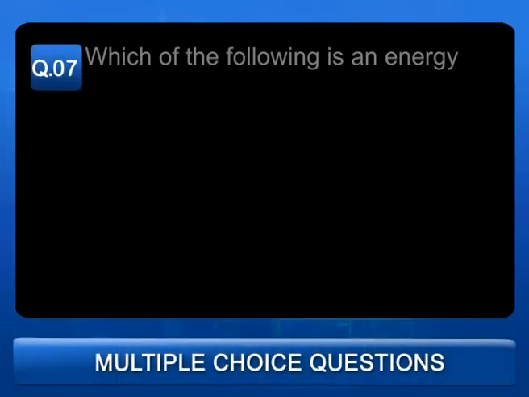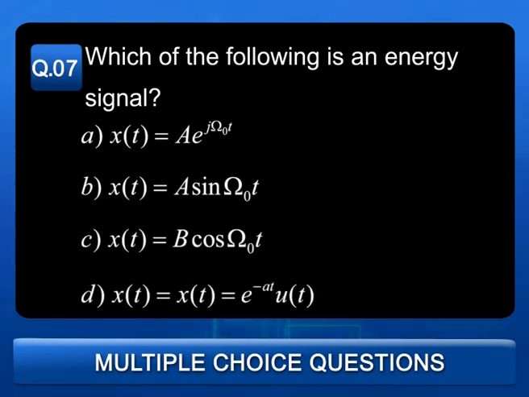Let's quickly move on to the seventh question. Which of the following is an energy signal? A, x of t is equal to A to the power of j omega naught t. B, x of t is equal to A sine omega naught t. C, x of t is equal to B cos omega naught t. D, x of t is equal to e to the power of minus a t u of t.